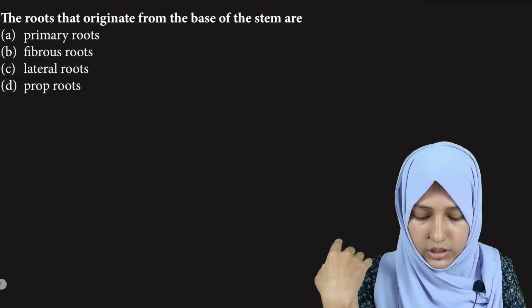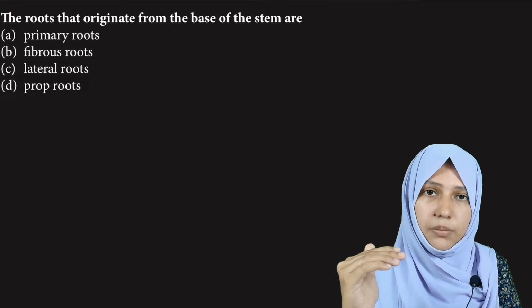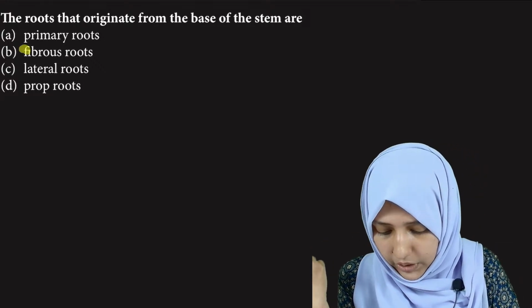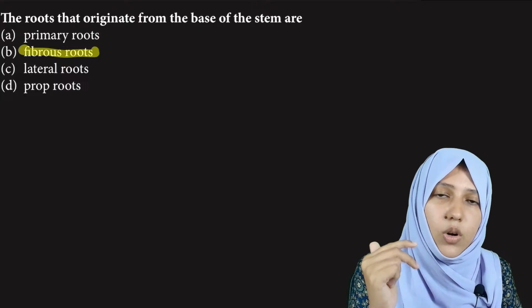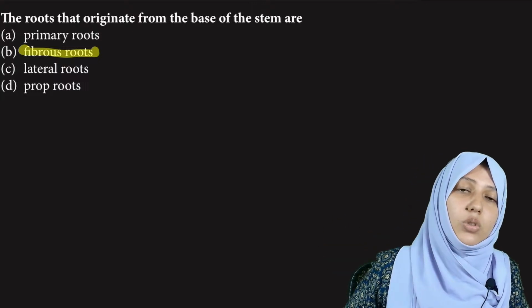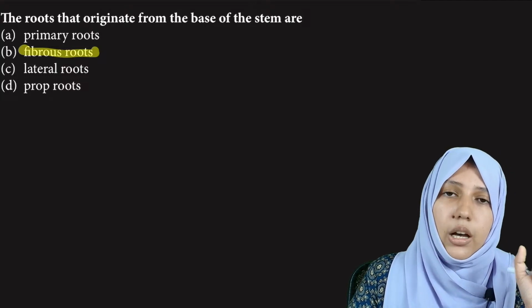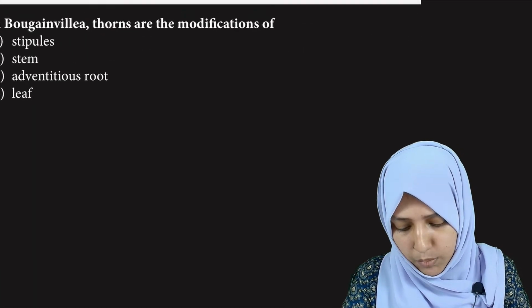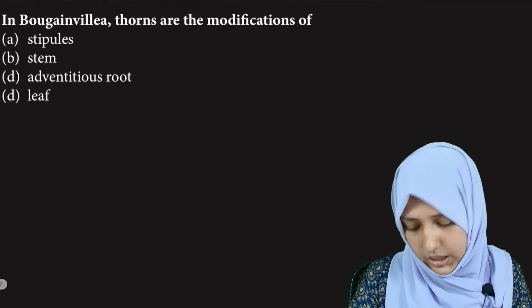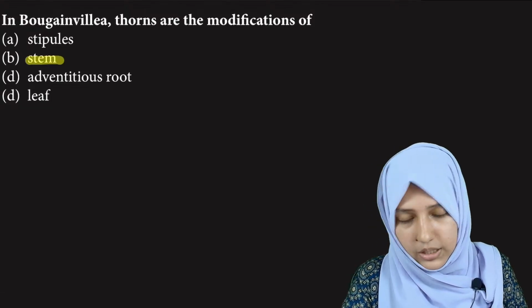The roots that originate from the base of stem are known as fibrous roots. What are they? Fibrous roots. Because primary roots are formed from the elongation of the radicle, but fibrous roots are formed from the base of stem. Bougainvillea thorns are modifications of, this is an important MCQ, stem.